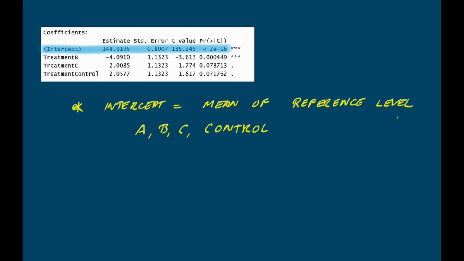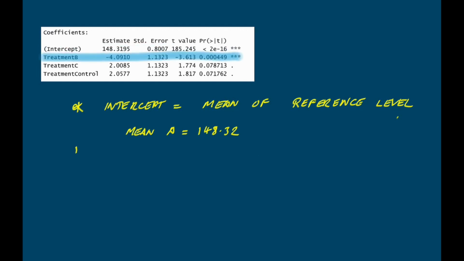So the levels for our factor here are A, B, C and control. A comes first in alphabetical order. So that intercept there is the estimated mean for our data from factor A. So the mean for factor A is 148.32. And then the remaining rows of the coefficients table, because this is just a single factor ANOVA, are the contrasts between the other factor levels and the reference level. So let's just go through that one at a time.